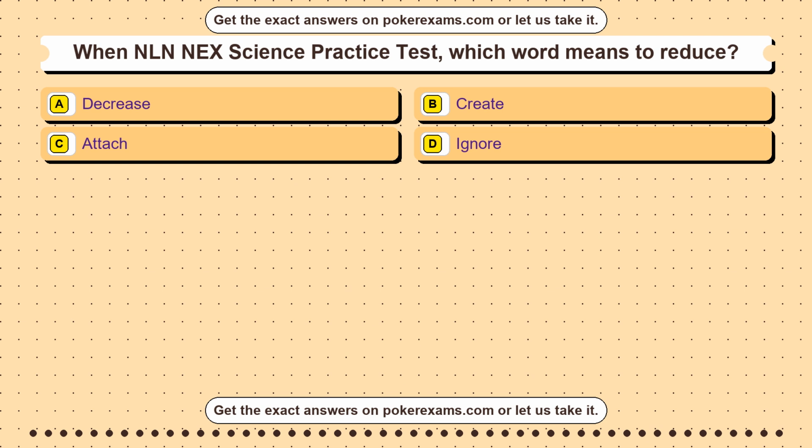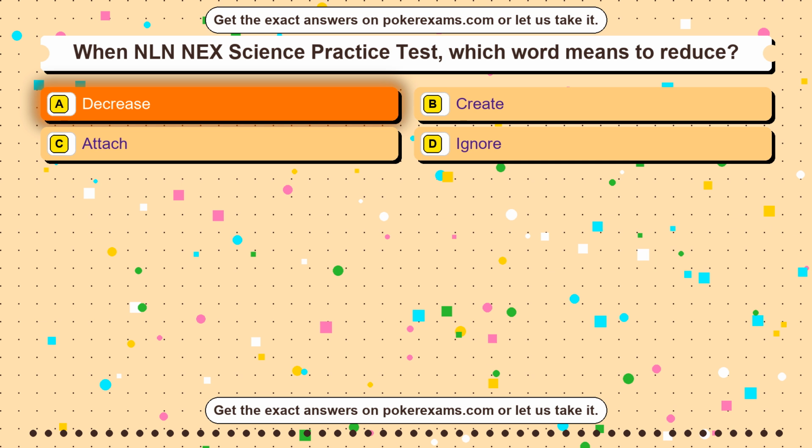Question 9. When get RLA practice test, which slope is shown by rise 6 and run 3? Option A 2. Option B 3. Option C 6. Option D 9. The correct answer is option A.